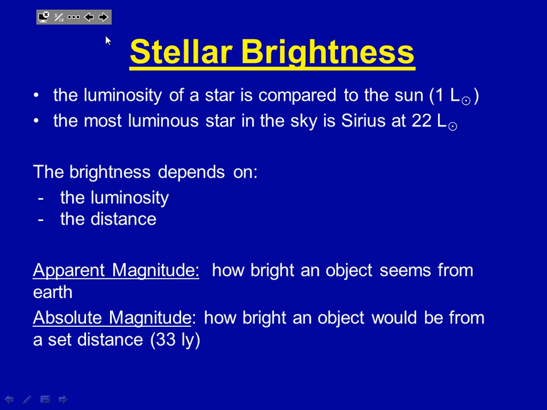Two important terms. Magnitude. Magnitude is a term that we use to talk about brightness, how bright it is. The apparent magnitude is how bright an object seems from Earth. We look up in the sky, we see an object, it's got a certain brightness, and we've calculated a number for the magnitude. Now, I'm not going to tell you how to calculate that magnitude.